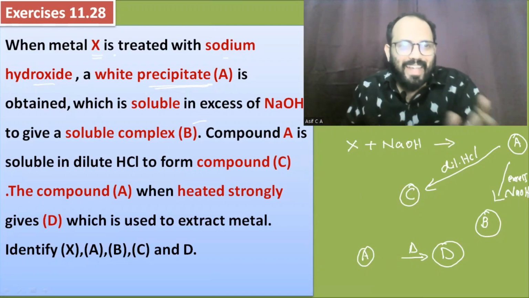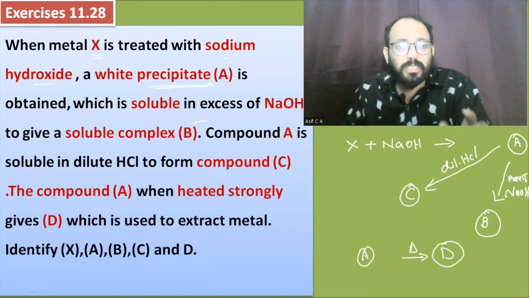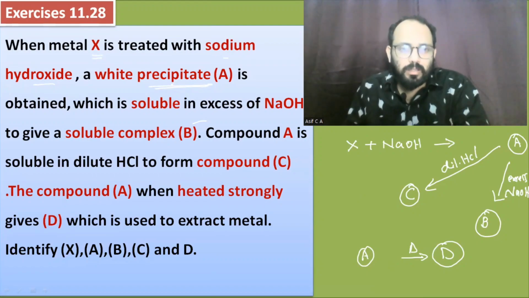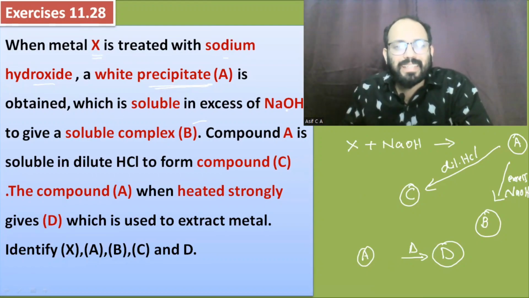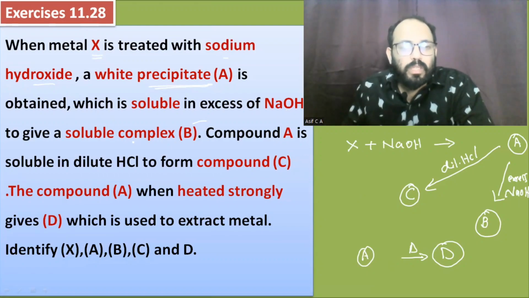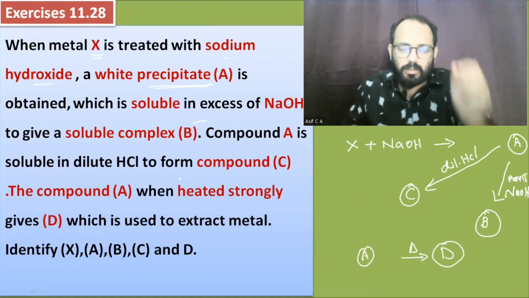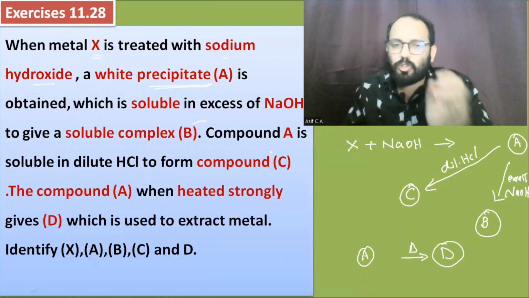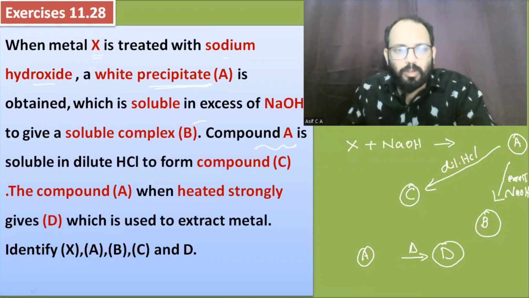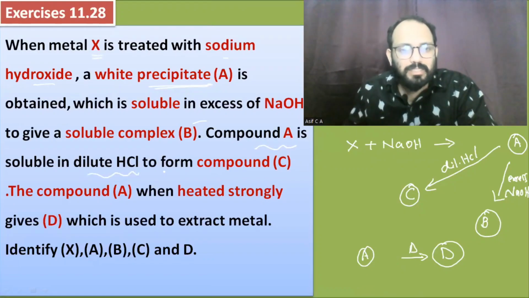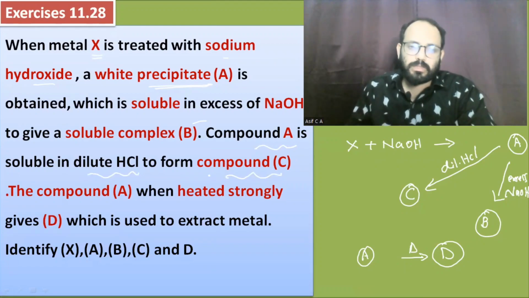Look at that. X treated with sodium hydroxide gives a white precipitate. And the white precipitate is soluble in excess of NaOH to give a soluble complex B. If we learn the equation, you will get something here. Compound A is soluble in HCl to form compound C.